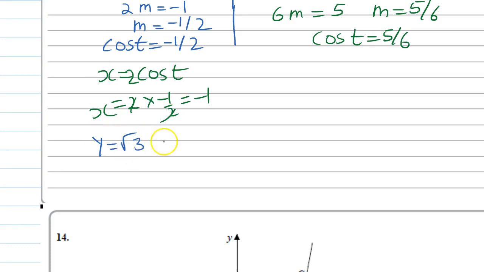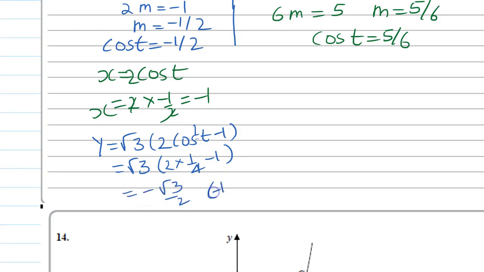Root 3 cos 2t. Cos 2t is 2 cos square t minus 1, that is root 3, and cos t is minus half if you put here. So minus half squared will be 1 by 4, so it will be 2 times 1 by 4 minus 1, and if we solve then it will be minus root 3 over 2. So we got the point here: minus 1 and minus root 3 over 2.